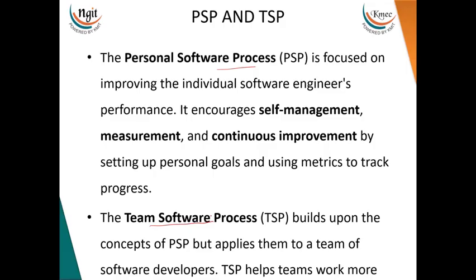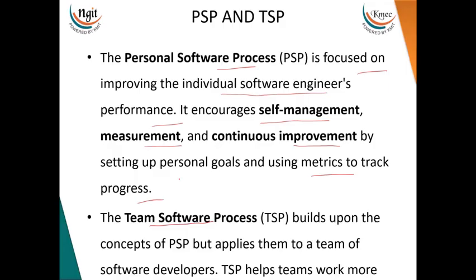Now if we talk about personal software process, this is focused on improving the individual software engineer's performance. It encourages self-management, measurement, and continuous improvement by setting personal goals and using metrics to track progress. Clear. So for example, developers using PSP collect data on their own activities, such as time spent on various tasks. Let's say how much time we spent on designing, coding, and testing. Also when we do testing, what sort of defects we found, and what is the quality of the code we have written. All these things fall under the personal software process.